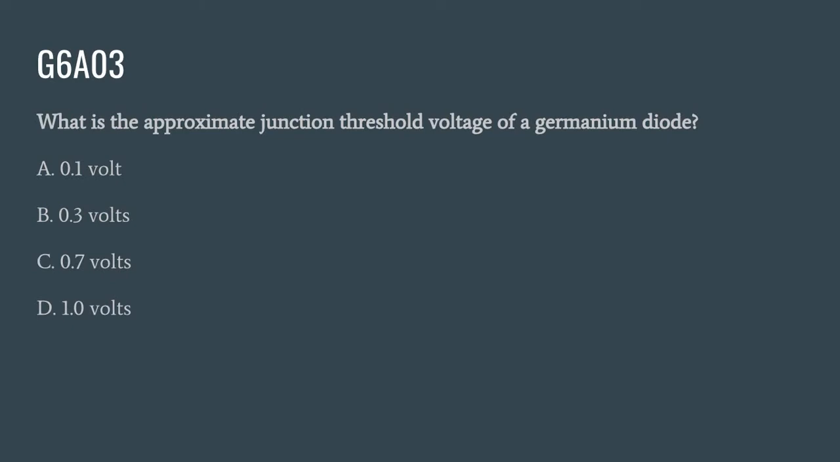G6A03, what is the approximate junction threshold voltage of a germanium diode? A, 0.1 volt, B, 0.3 volts, C, 0.7 volts, or D, 1.0 volts? Correct answer B, 0.3 volts.